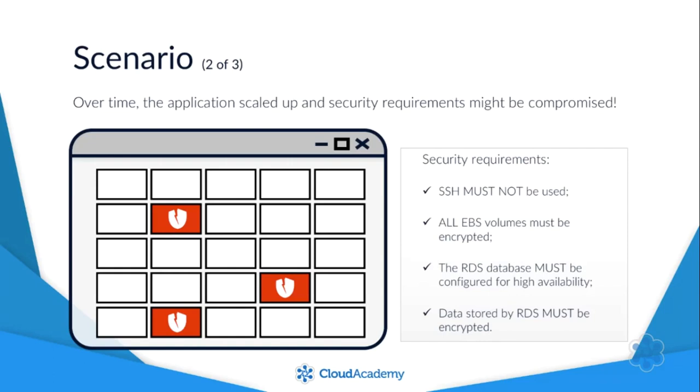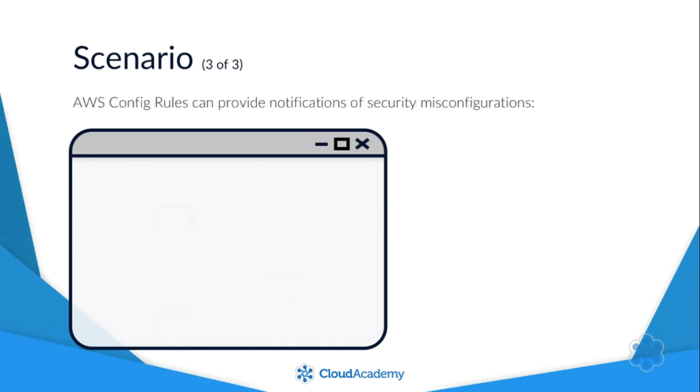Your environment now has a situation where some volumes are not encrypted and SSH has been activated on the web server security group, perhaps to troubleshoot an existing incident. As you can see, over time your environment changes, and maintaining the same level of security implemented at the start of the project may not be continuous throughout its lifetime, which leads to mistakes and security holes within your infrastructure. AWS Config rules can notify you of these security misconfigurations.